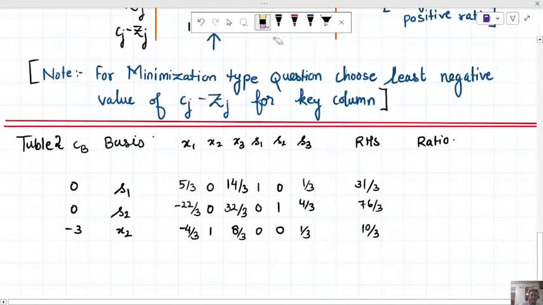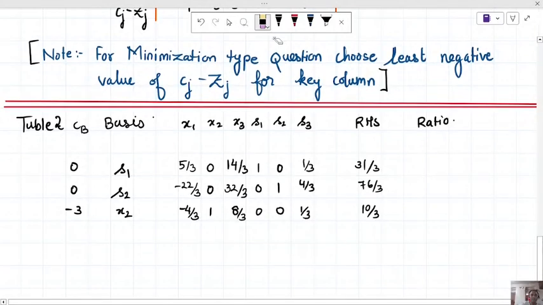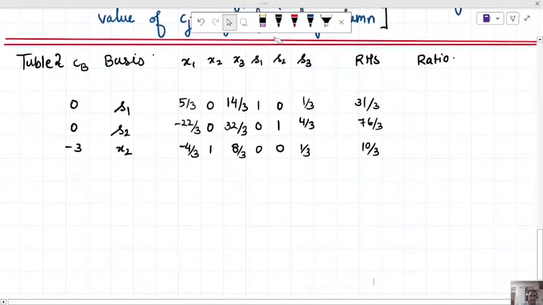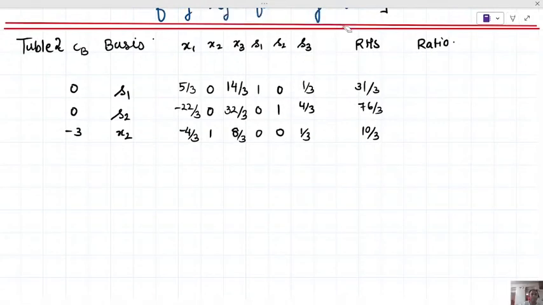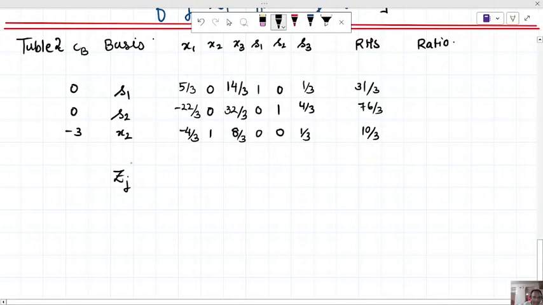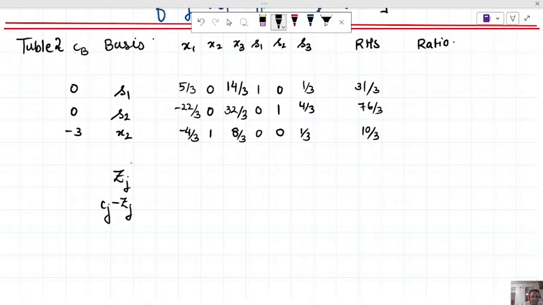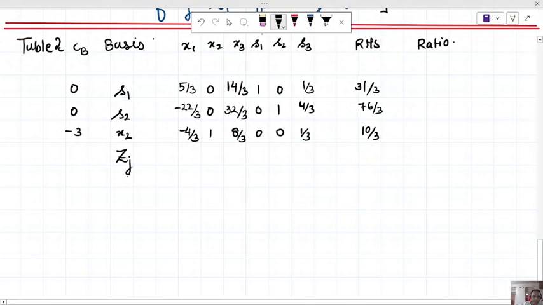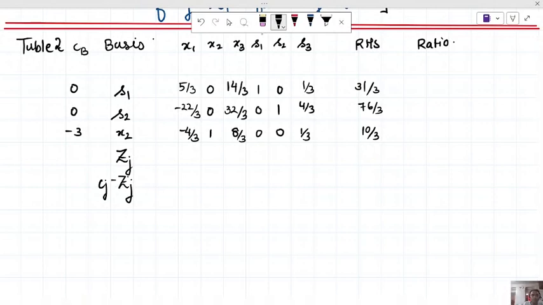Again, having calculated all these things, we will now go for calculation of Zj minus Cj and everything. So here we now calculate Zj. Let us write down the row of Zj and Cj minus Zj. Let us see what happens. Or if it looks a little bit far, I'll make it here only. Zj, Cj minus Zj. Okay, so now let us calculate this.